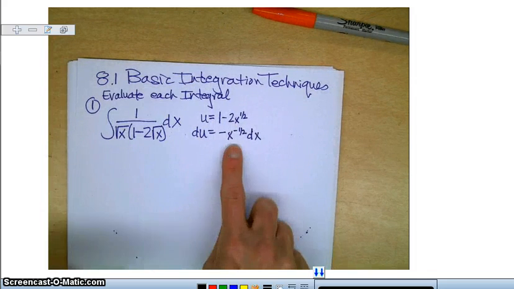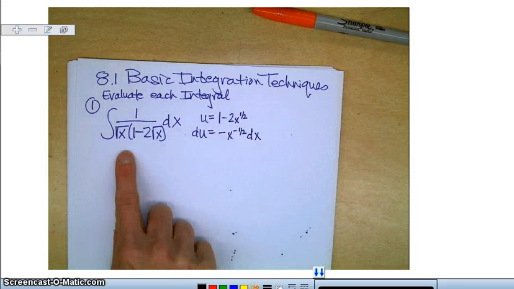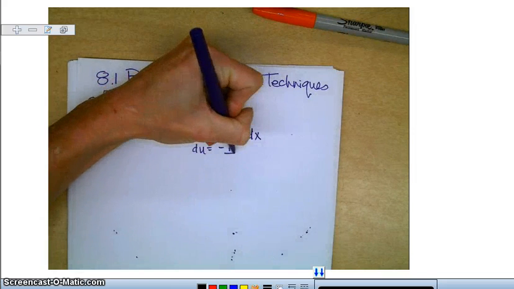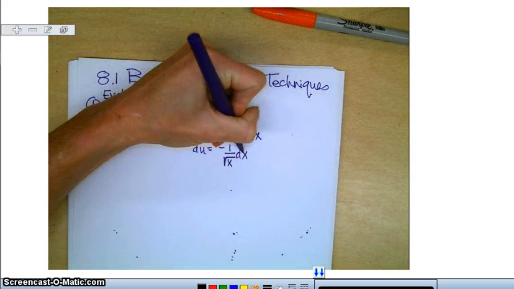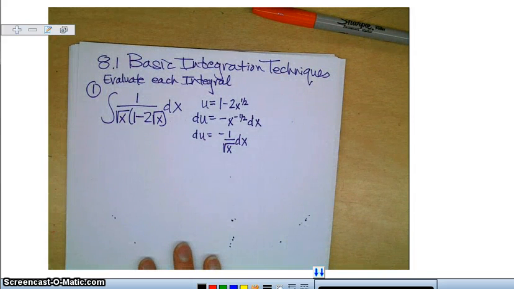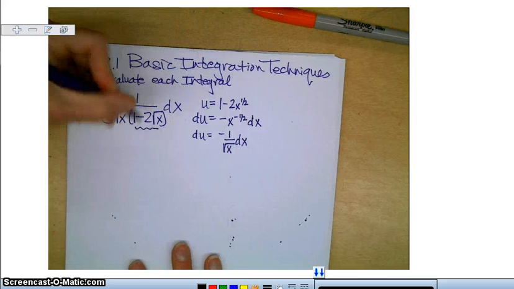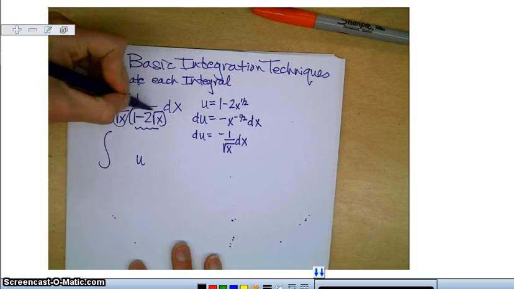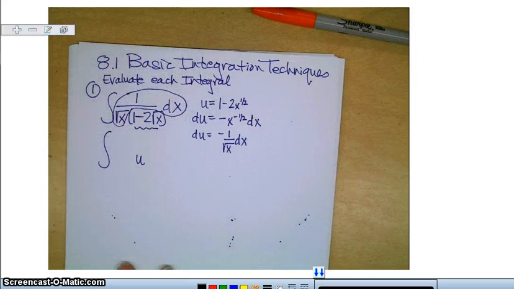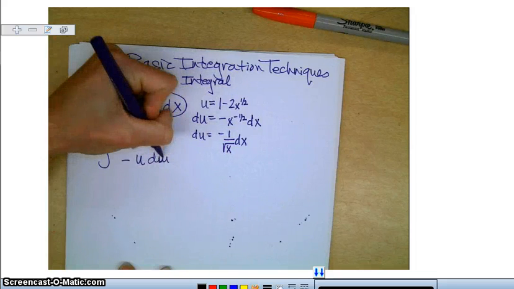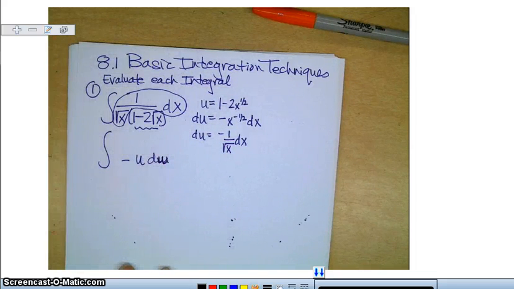I want to make this look more like what's over here. So du would actually be negative 1 over the square root of x dx. Do you see how this integral is going to work out? This part on the bottom is going to be replaced with a u, and the rest of the integral will just be negative du.